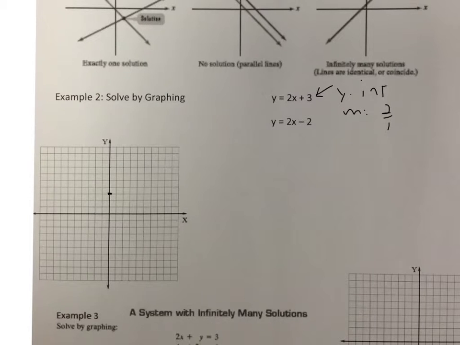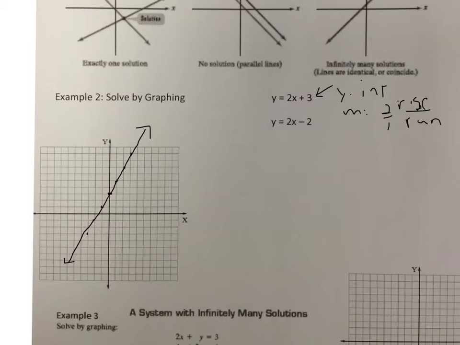But again, remember that's 2 over 1, and that's my rise over my run. And from my y-intercept, I'm going to go up 2 and right 1 this time. Up 2, right 1. Up 2, right 1. And then if I was going the other way, it would be left 1, down 2. Okay, you could keep making points, but draw your line in at this point.